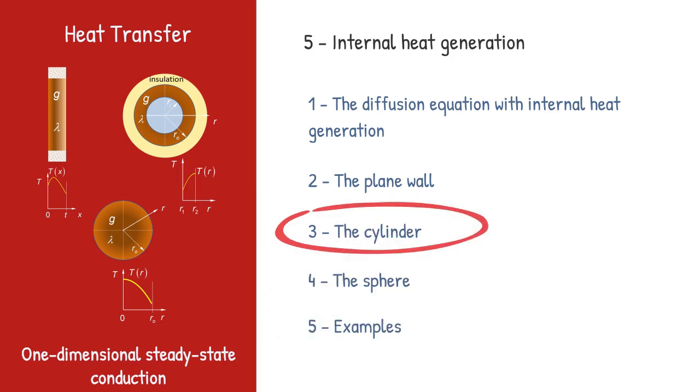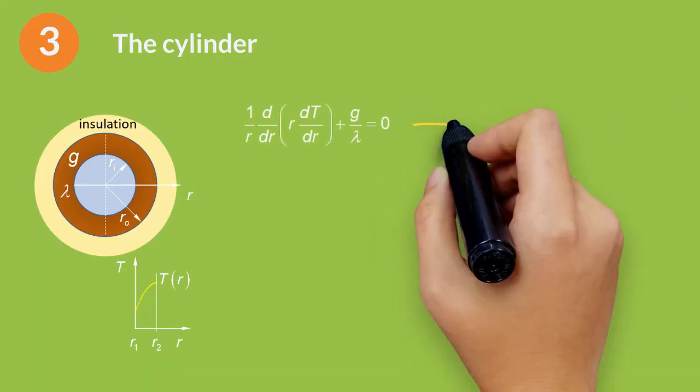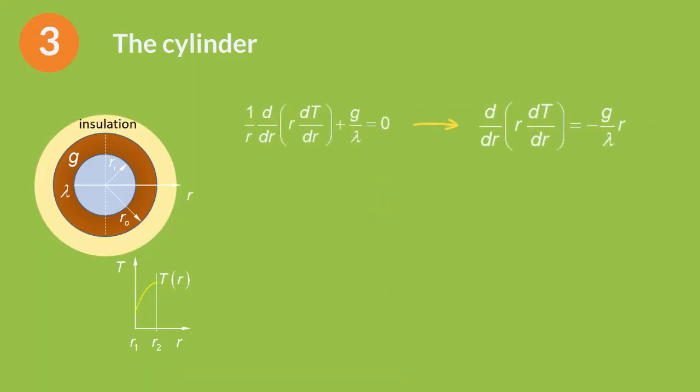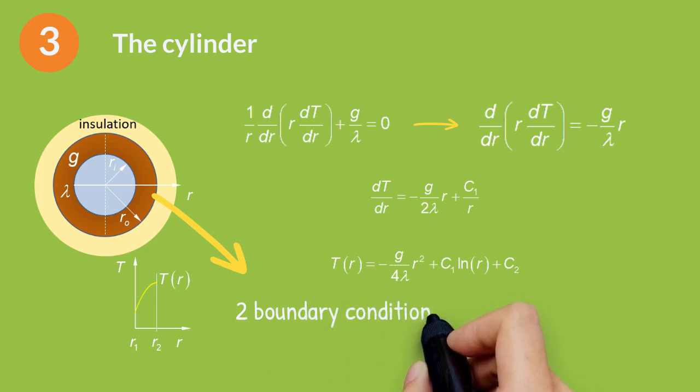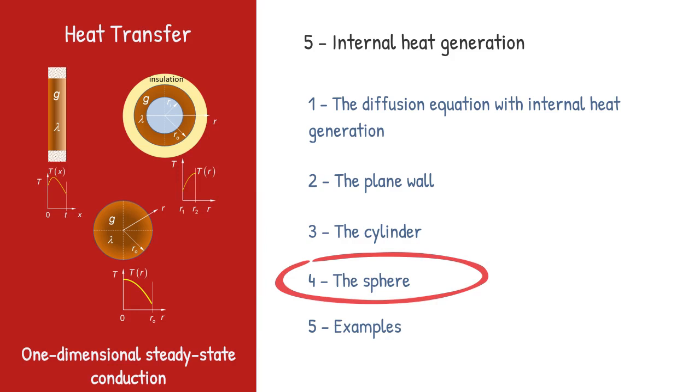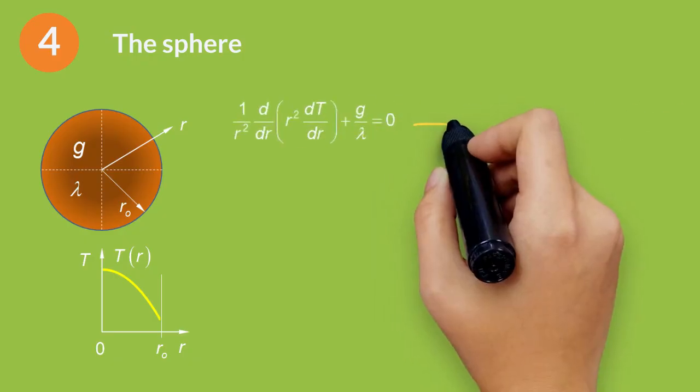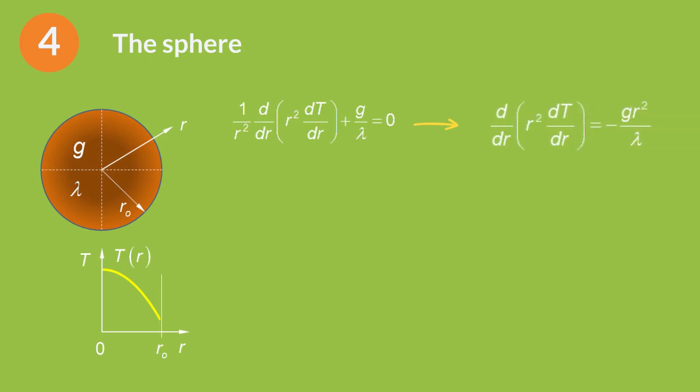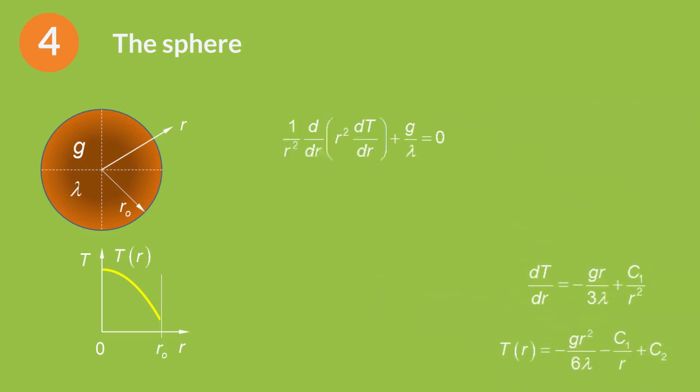Internal heat generation in a cylinder or a cylindrical wall. Like for plane walls, for cylindrical walls, we must integrate the diffusion equation twice. To find C1 and C2, we must apply two boundary conditions. Internal heat generation in a sphere or a spherical wall. For spherical coordinates, the process is the same. After analyzing the diffusion equation in three different coordinates, we can compare them.